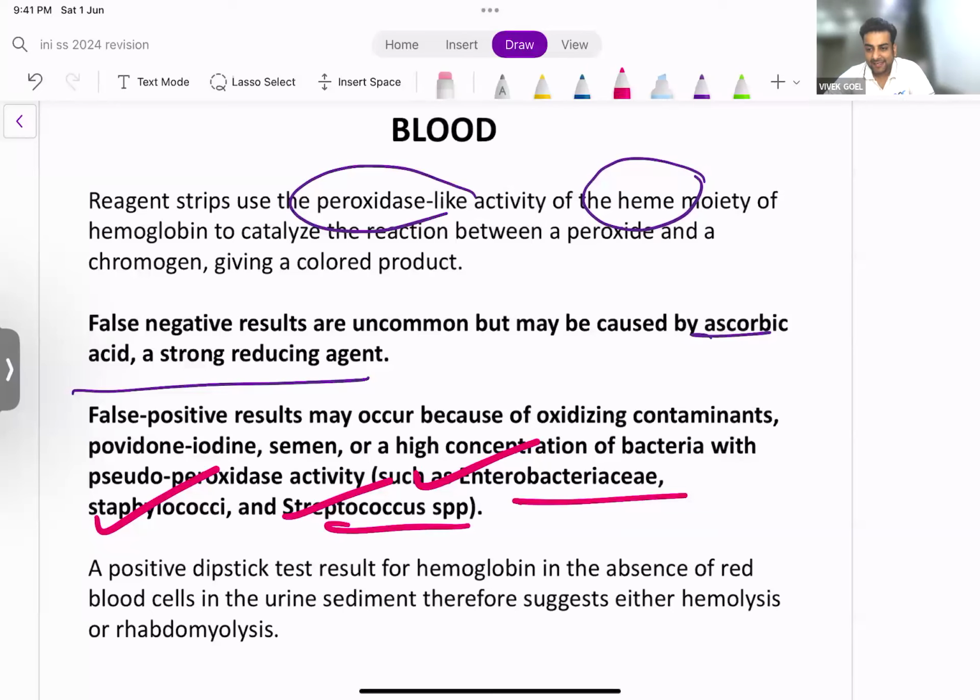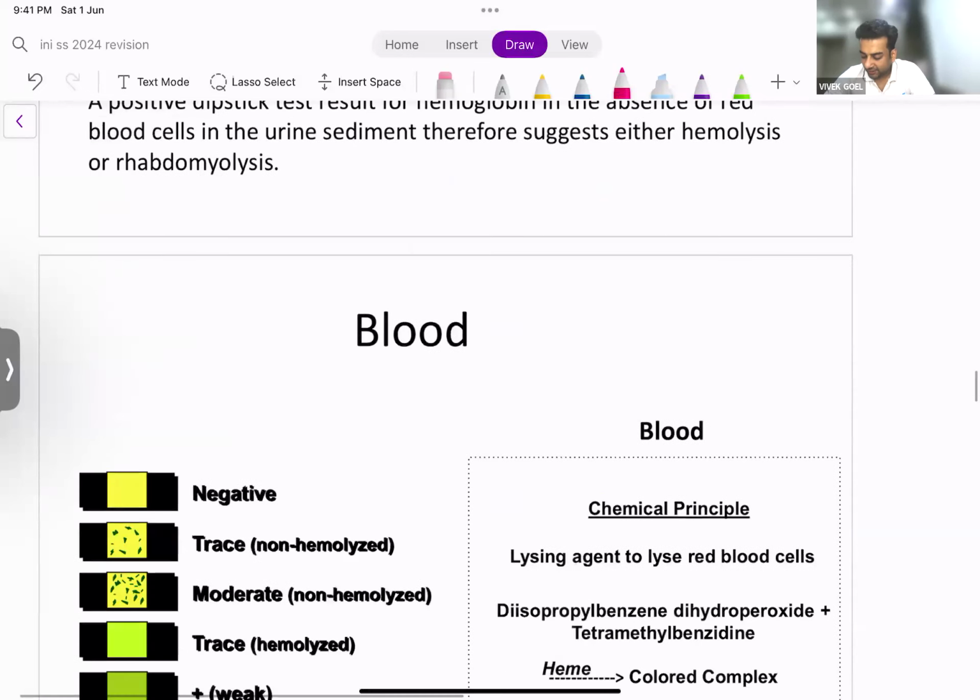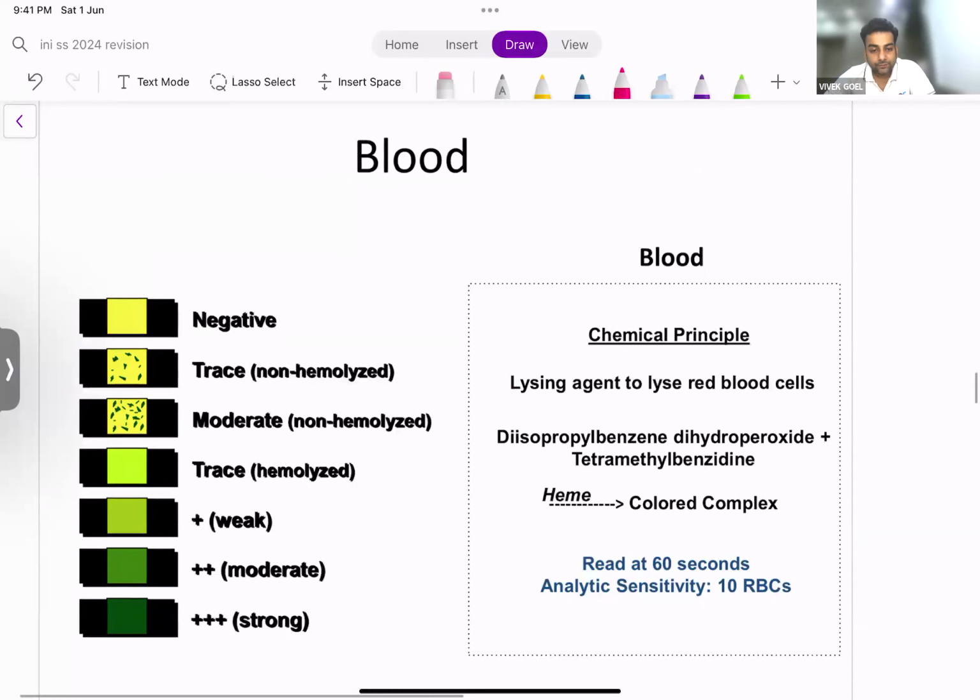So please understand that basically you need the heme moiety for this test to be positive. That heme could even come from the myoglobin pigment of the muscle. If there is rhabdomyolysis also, it will lead to a positive urine dipstick test. This is the test which I've already told you.